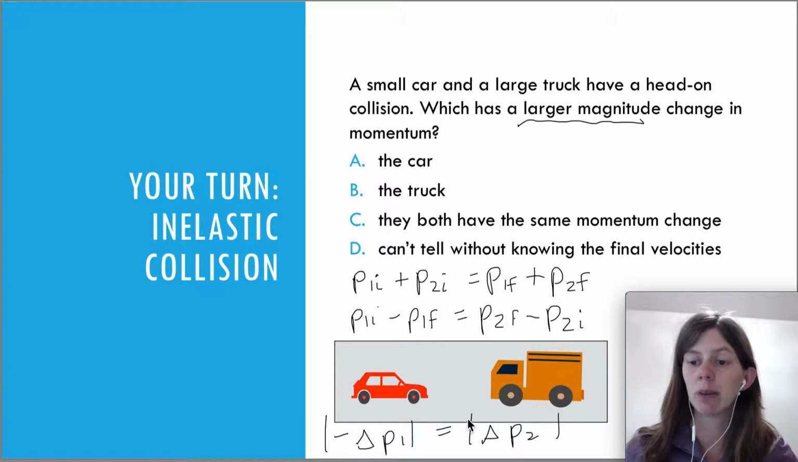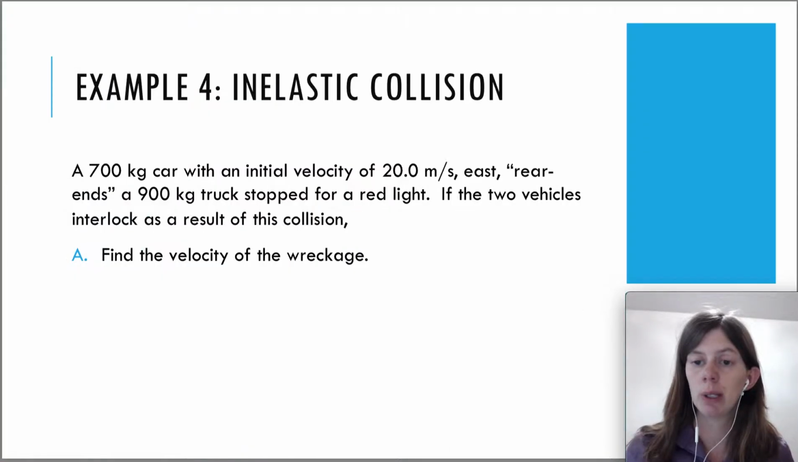And that makes sense because if one object increases its momentum, so let's say the car ends up rebounding maybe faster than the truck, it's increasing its momentum, well then that means that the truck has to lose momentum so that the total momentum is conserved. So let's do an example.